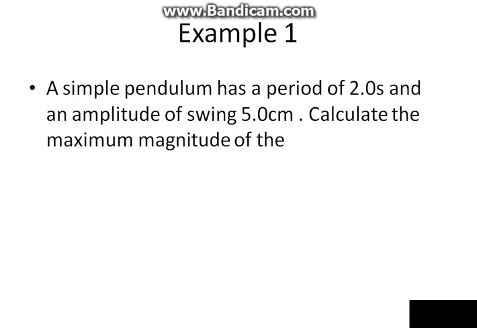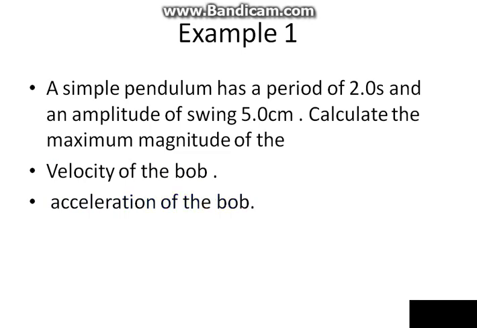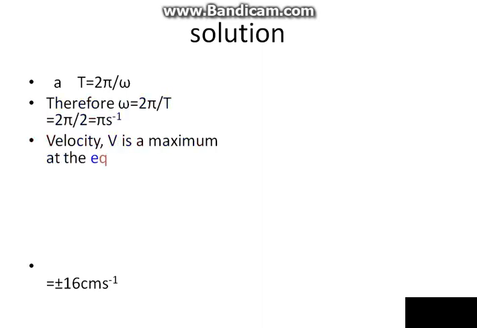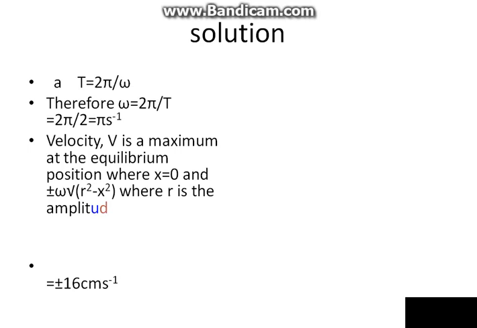Period T equals 2π over ω. Therefore, making ω the subject of the formula, we have ω = 2π over T, which equals 2π over 2, which equals π per second.